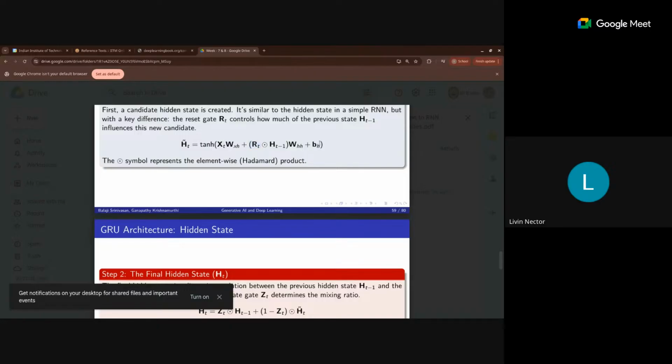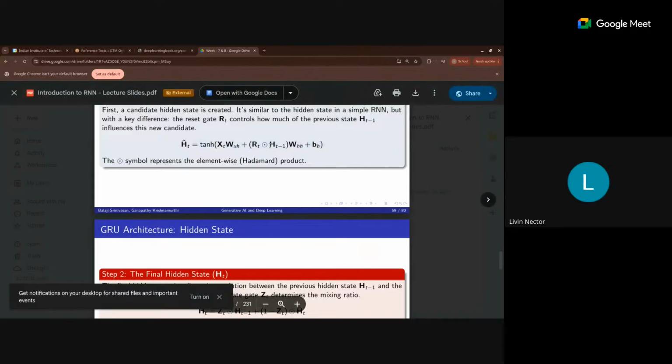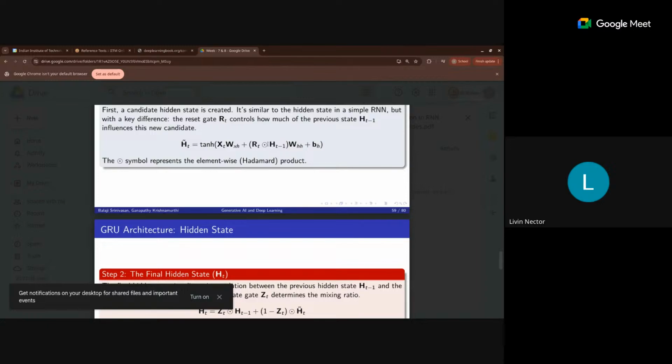Is this part clear? To compute the candidate, we use the vanilla RNN equation. But together with that, we add a gate to the previous hidden state. And this gate value is again a linear combination of the previous ht and the xt, passed through a sigmoid function. That gives you some scale between 0 to 1.